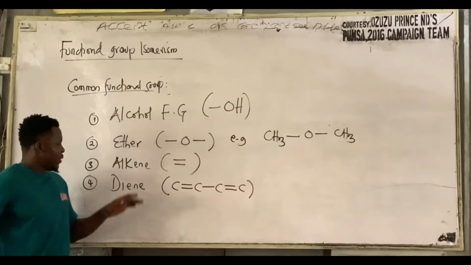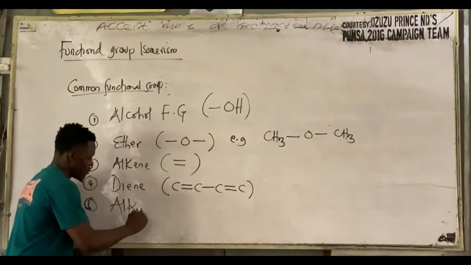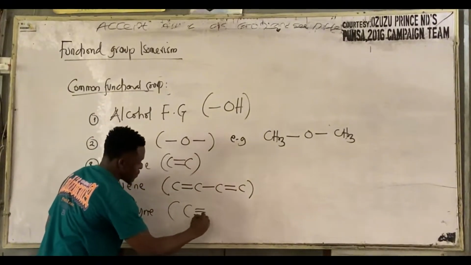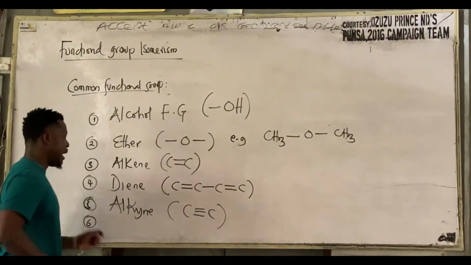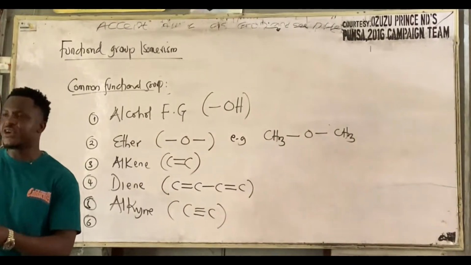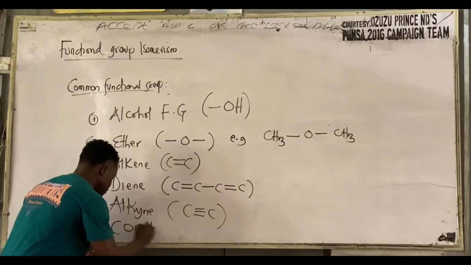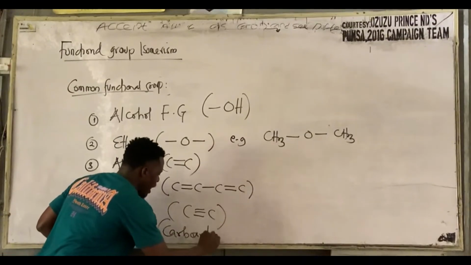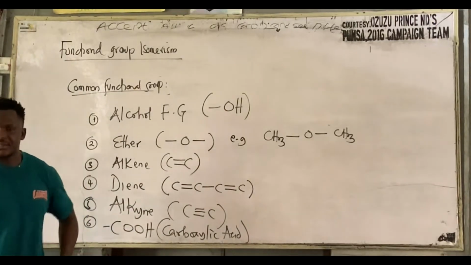Now look, we have alkane and we have another one, alkynes. We have so many of them. I'm just putting these together so that when I start taking examples, it's not going to look strange. We have COOH, and this is carboxylic acid or alkanoic acid. Also, we have esters.